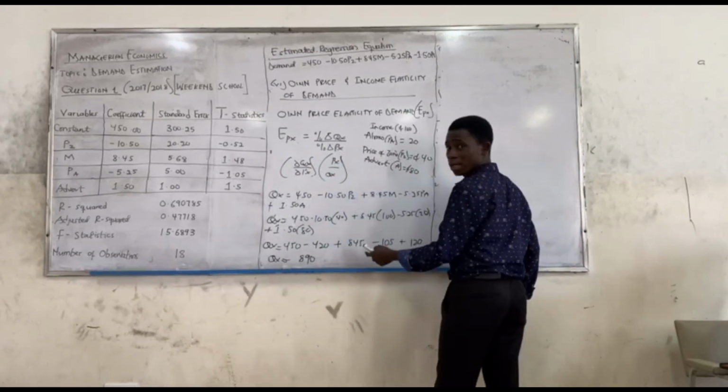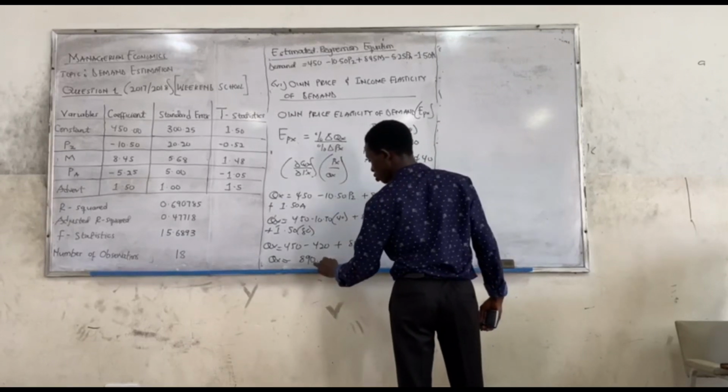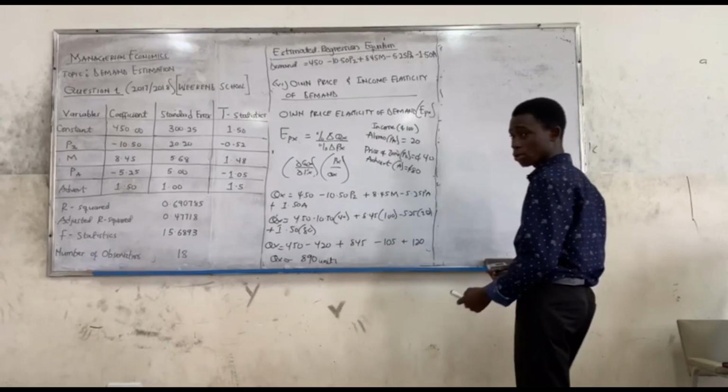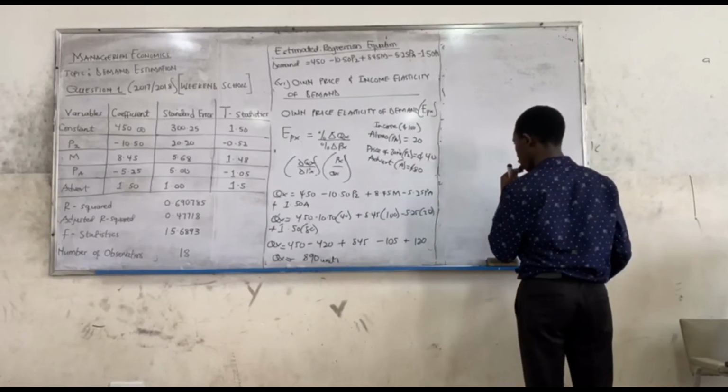So our quantity is what? 890. So 890 is the quantity unit. You can decide to leave it as 890, or you can decide to add a unit. It's still correct. So own price.